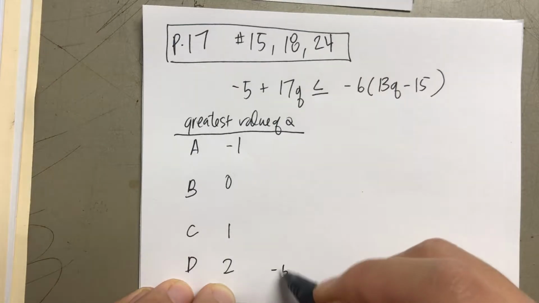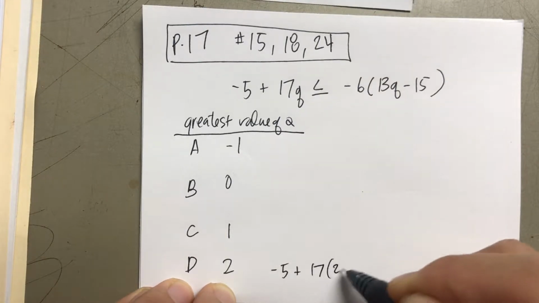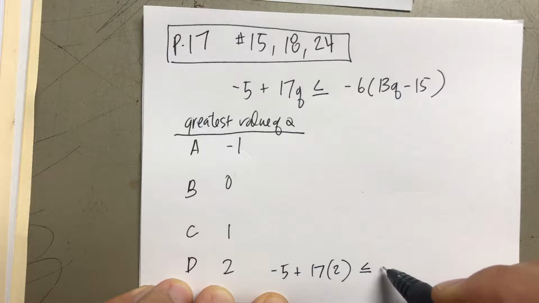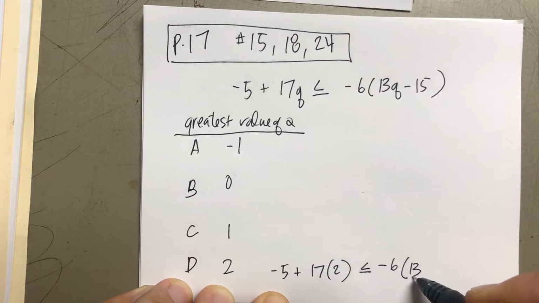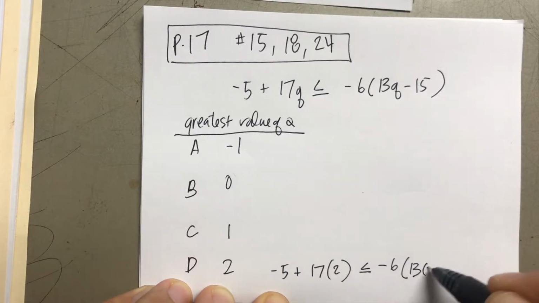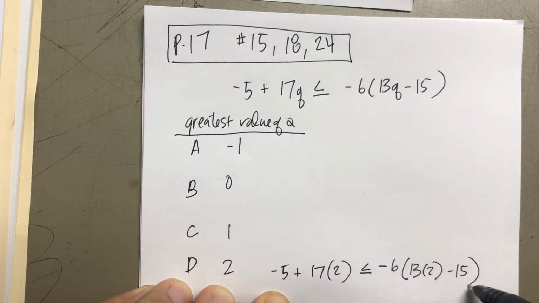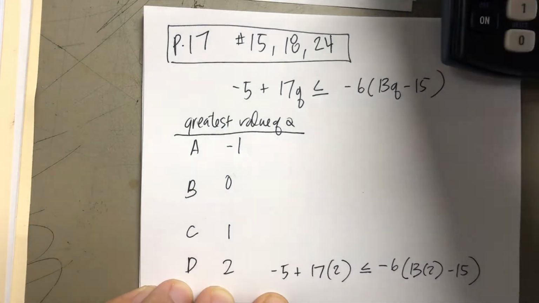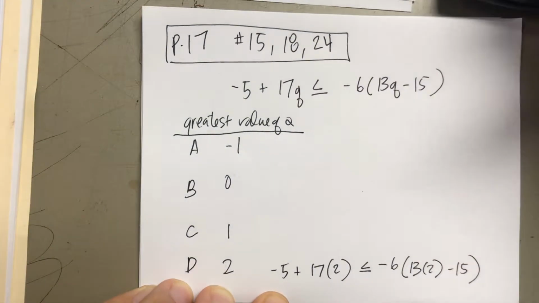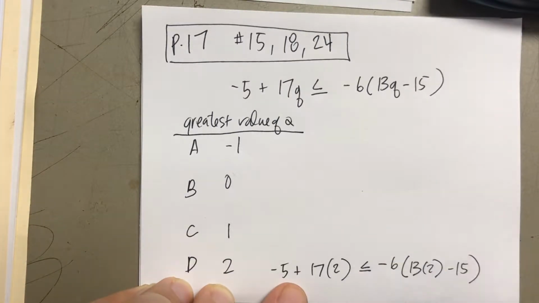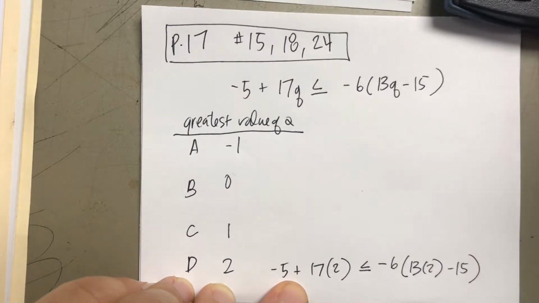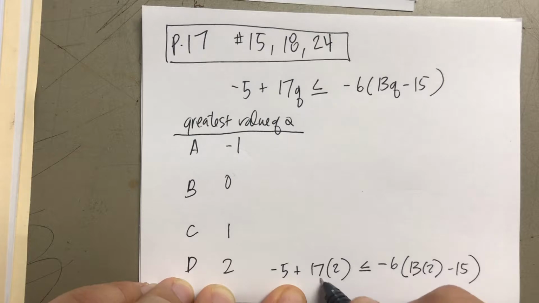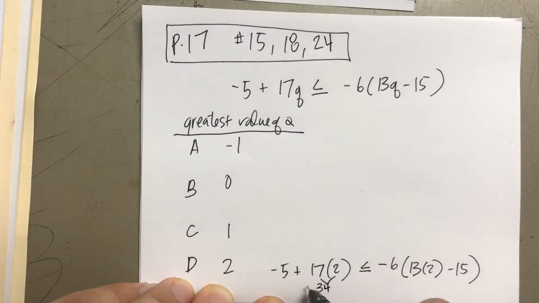Okay, so this one is -5 plus 17 times 2 is less than or equal to -6 times 13, and our q is 2, minus 15. And this is a calculator section. Okay, so got my calculator here. This right here, 17 times 2 equals 34. 34 plus -5 is going to be 29.